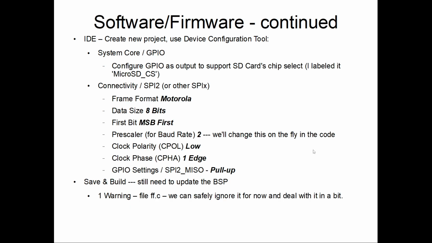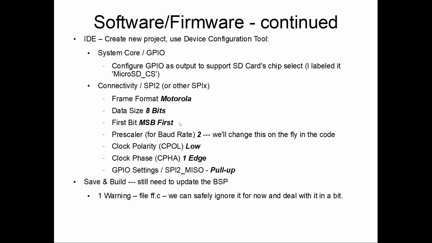Continuing on in this, go to system core GPIO, and you're going to have to configure an output to do the SD card's chip select. And I change the label of whatever you pick. In my case, I picked micro SD underscore chip select. And then under connectivity, pick SPI2, or if you want, pick any other SPI that's appropriate for your project. In particular, then, for that SPI, configure it for Motorola 8-bit MSB first.